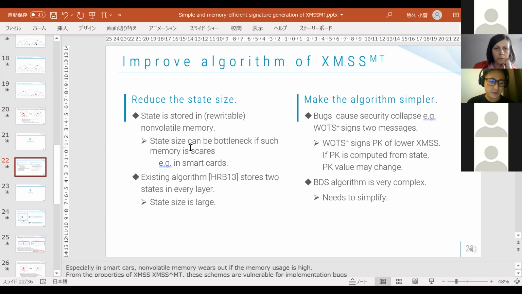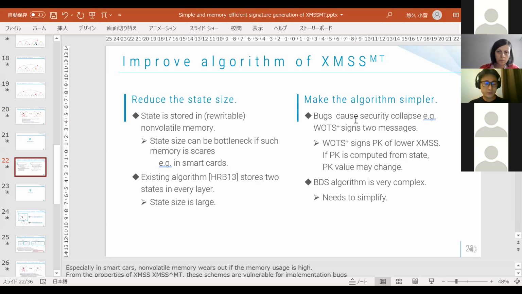First, the state size is large. The state should be stored in rewritable non-volatile memory, such as flash memory. In some implementations, such as in smart cards, such memory is scarce and easy to wear out if the memory usage is high. And so it is important to reduce the state size considering such implementations.